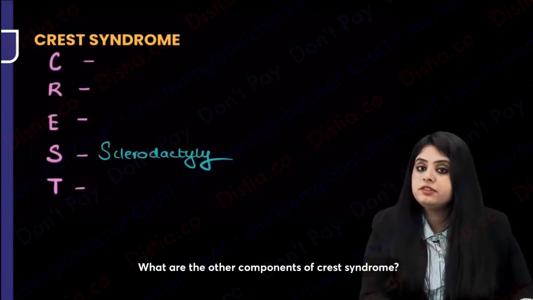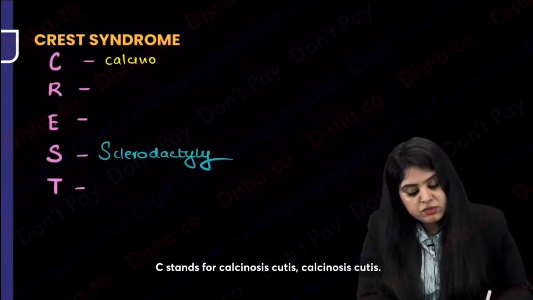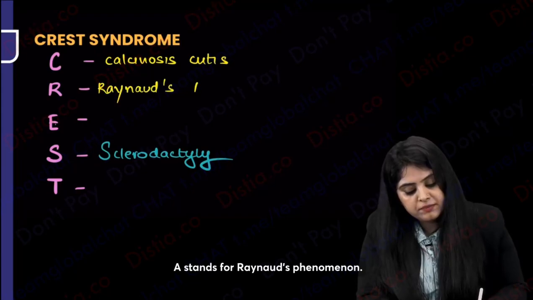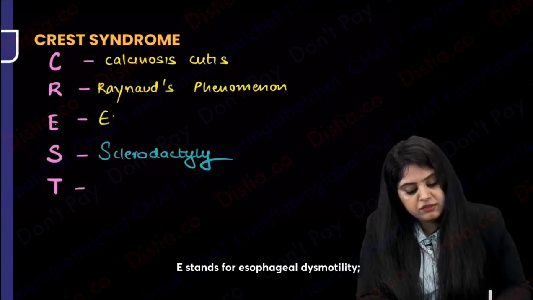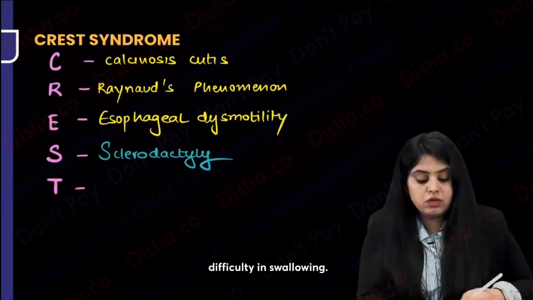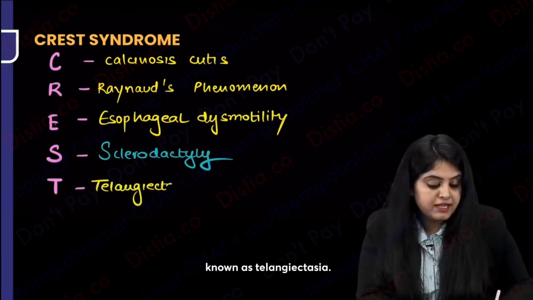What are the other components of CREST syndrome? C stands for calcinosis cutis. A stands for Raynaud's phenomenon. E stands for esophageal dysmotility. The esophagus also has sclerosis. There is a problem in eating, difficulty in swallowing. And T for blood vessels have a problem known as telangiectasia.